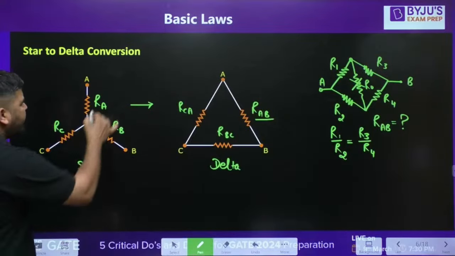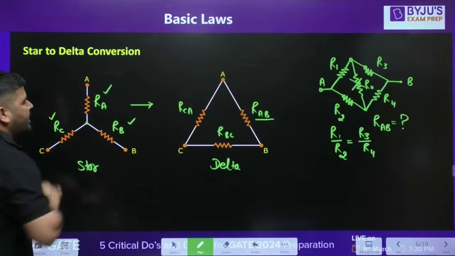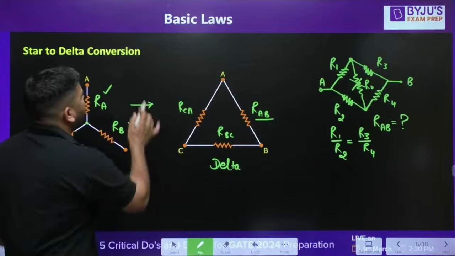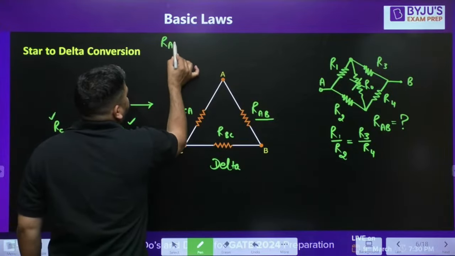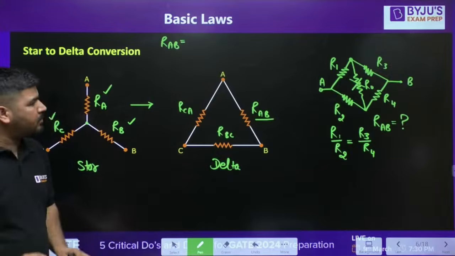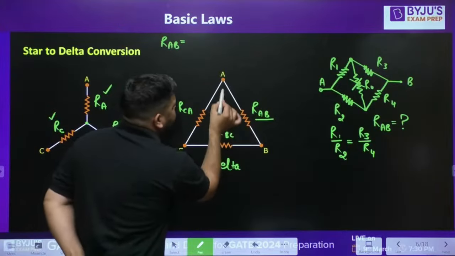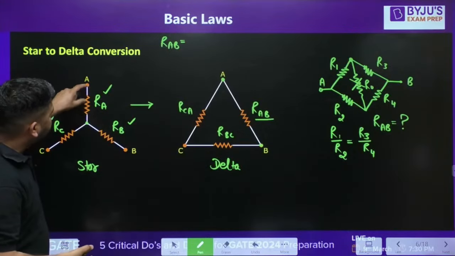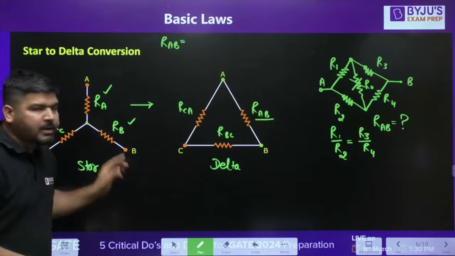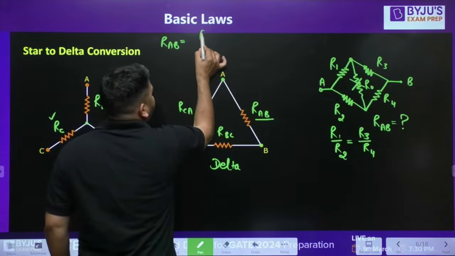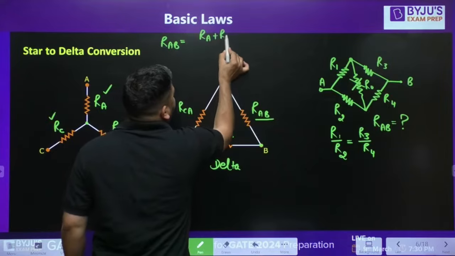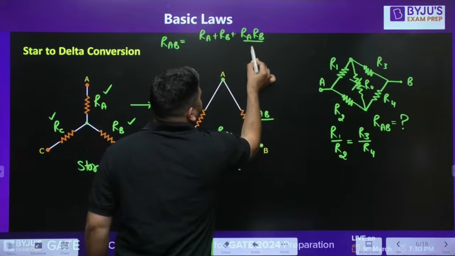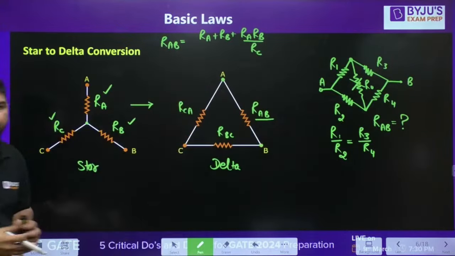How to calculate RAB? Let's say RA, RB, RC are known to us, they are given to us. We need to calculate RAB. You need to just apply a trick. RAB is connected between point A and B, and between point A and B, there are two resistors. A is connected with RA and B is connected with RB. So it will be RA plus RB plus RA-RB divided by RC. So you can directly remember that, okay?